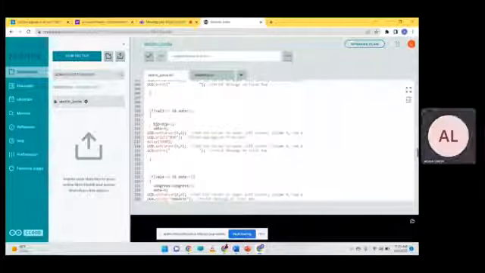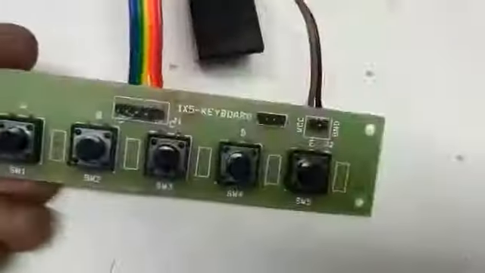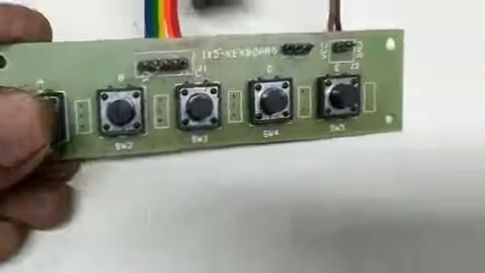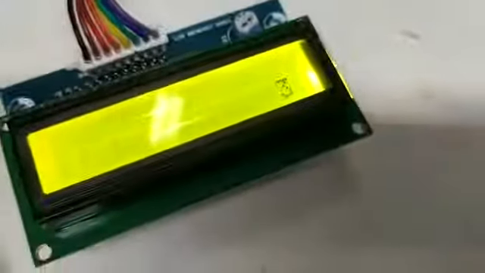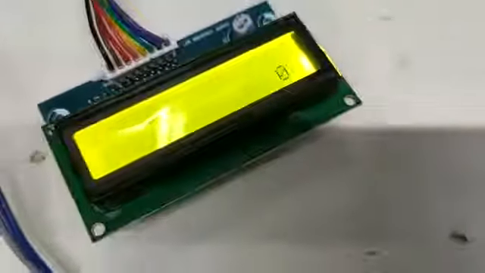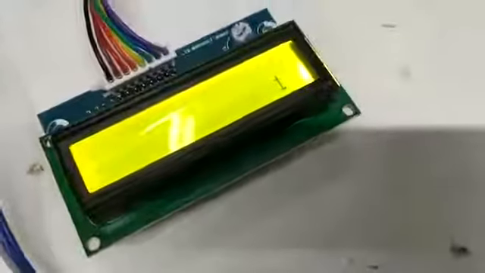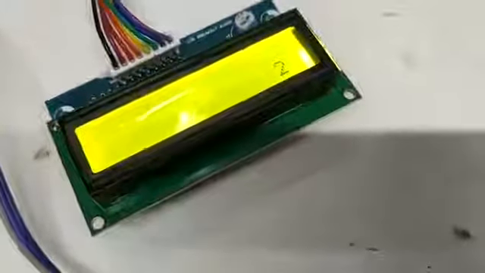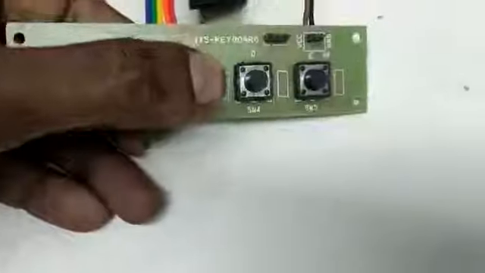Switch one is for increasing the ID. See, now I am increasing, and then switch two is for decreasing. It is decreasing. So it starts from zero. Zero is for the first person, and then one is for the second person. Two is for the election commission officer. And then three. Three is for enrolling.